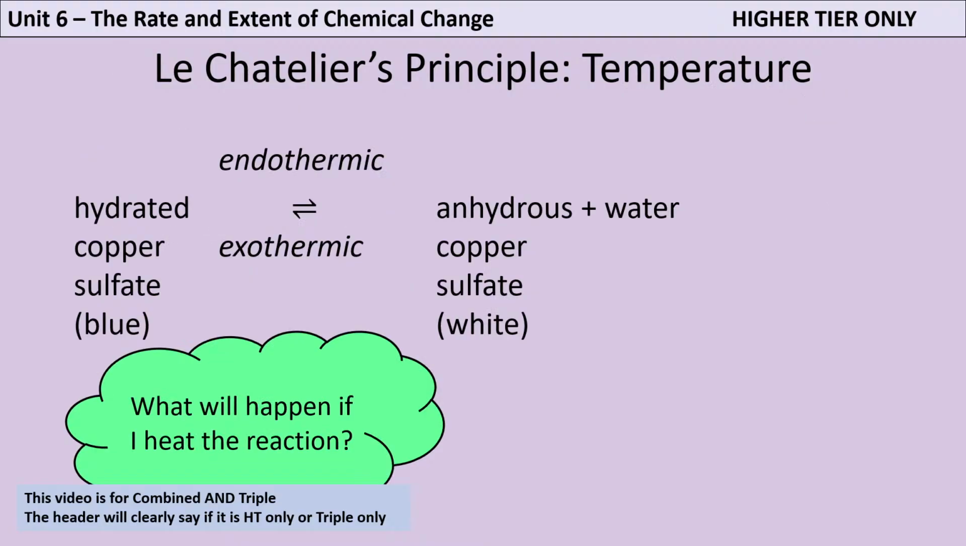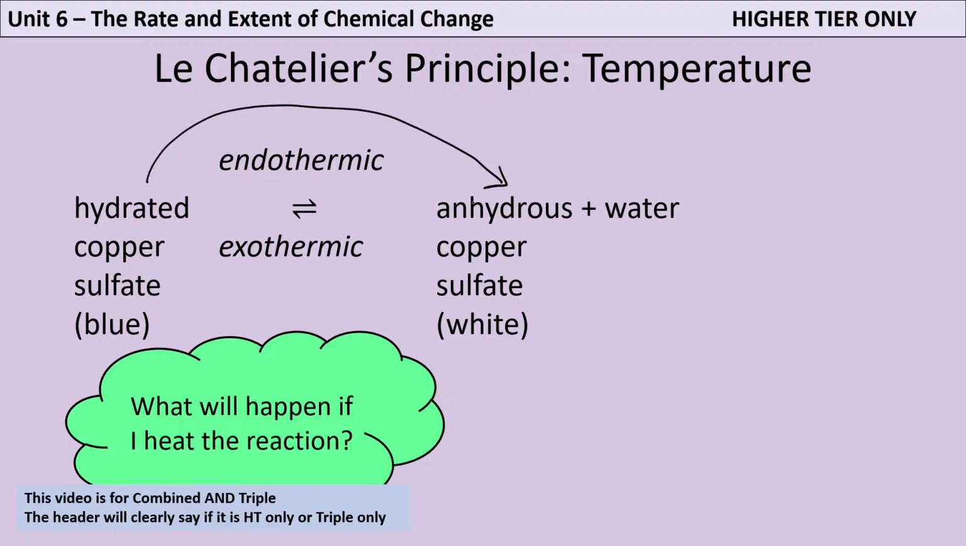Okay, so then we move on to temperature, and this is probably the most confusing one. So we said at the start that if we heat up a reaction at equilibrium, the system will shift to try to cool it back down again. And the way it does that is by favouring the endothermic reaction. So if I heat this reaction, then it's going to favour this one.